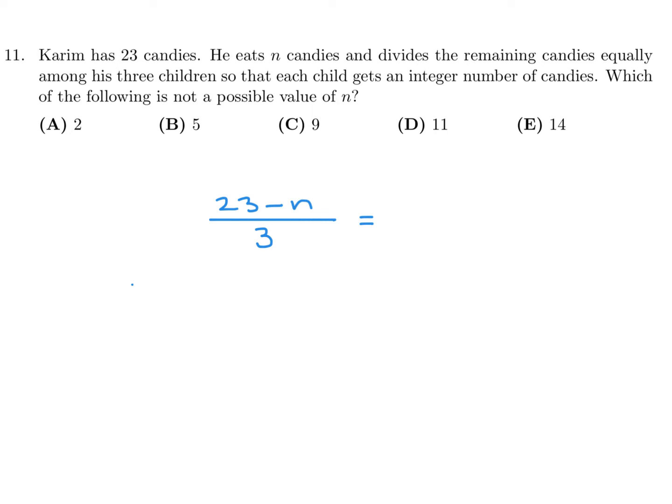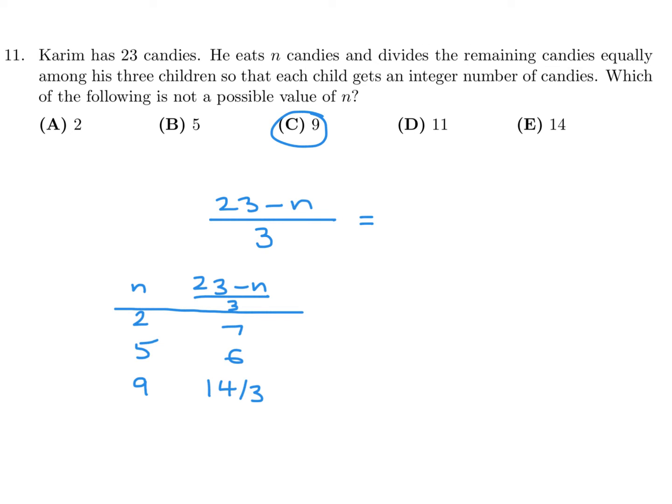So if n is 2, this number, 23 minus n divided by 3, that will be, let's see here, 7. If it's 5, it will be 6. I'm going through the answer choices. If it's 9, it'll be 14 over 3. Okay, so there's our answer, but let's just complete it. If it's 11, it'll be 4, and if it's 14, it will be 3. So the only value of n that is not possible, meaning it won't give an integer number of candies, is 9. So number 11 is C.